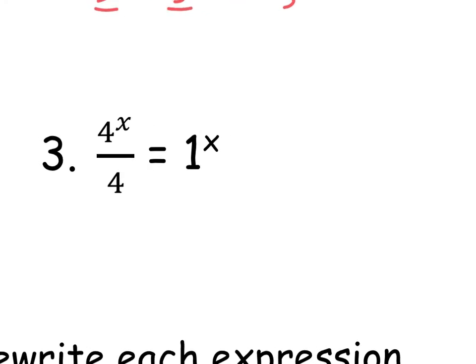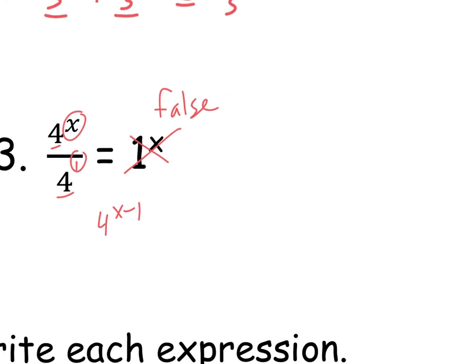4 to the x over 4, well, that's actually 4 to the first. Now, when they have the same base and they both are 4, you subtract the exponents when you're dividing. So this would actually be 4 to the x minus 1 power. Not this. This is also false. Okay? Or if you had something like 4 to the 7th over 4 to the 3rd, these are the same base, 7 minus 3 is 4, so this would be 4 to the 4th over 1, or just 4 to the 4th.